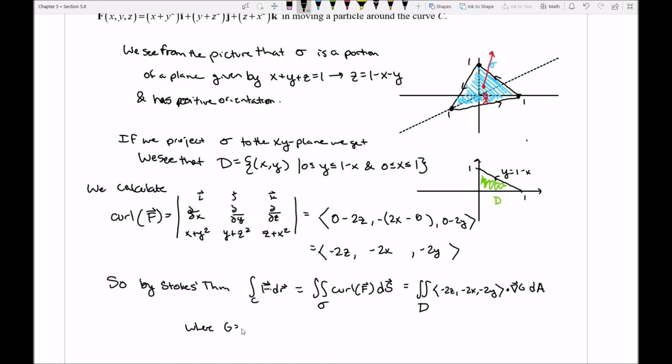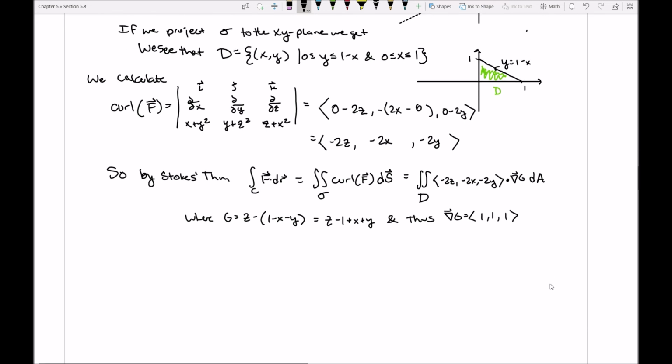Now remember that capital G is going to be equal to my z formula minus my 1 minus x minus y. So it's equal to z minus 1 plus x plus y. And thus, my gradient of g is going to be equal to 1, comma 1, comma 1. This is the approach that we took whenever we were computing a surface integral for a function. And so we're just, again, utilizing that here.